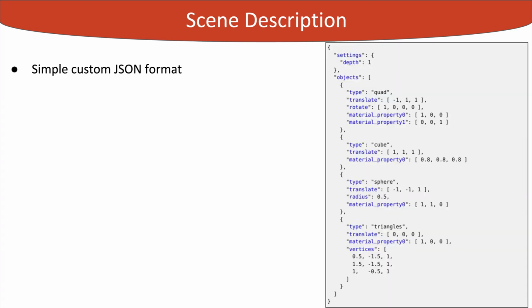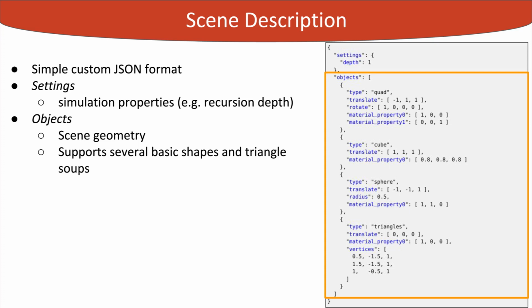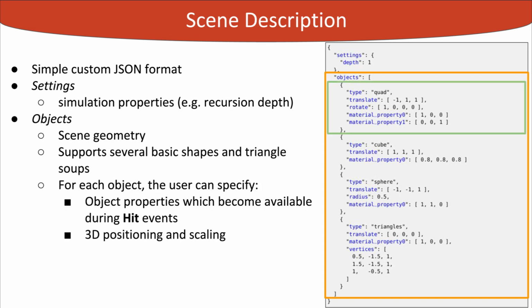The scene is described using a simple custom JSON format. The inputs required are simulation settings and object geometry. The most common simulation setting is that of the recursion depth we discussed earlier. As for objects, we made sure to add support for basic 3D shapes which are positioned in the scene using a translation, rotation, and scale triplet. Per object material properties are also supported and become available at the hit stage for use in local shading.